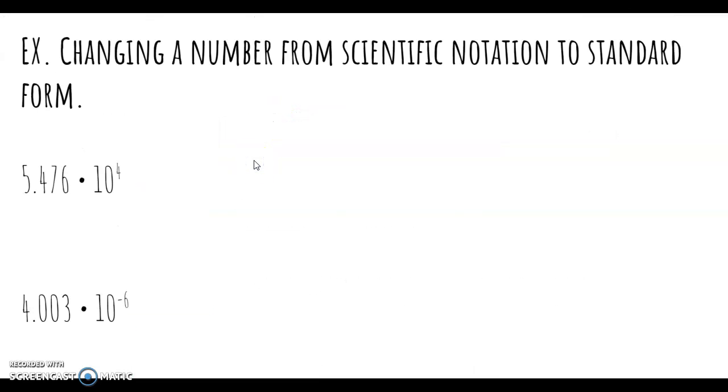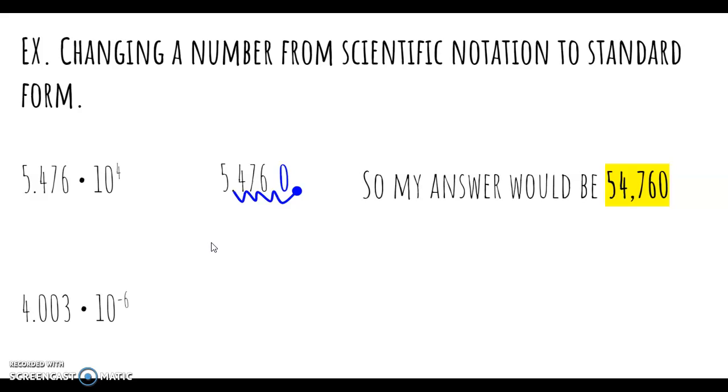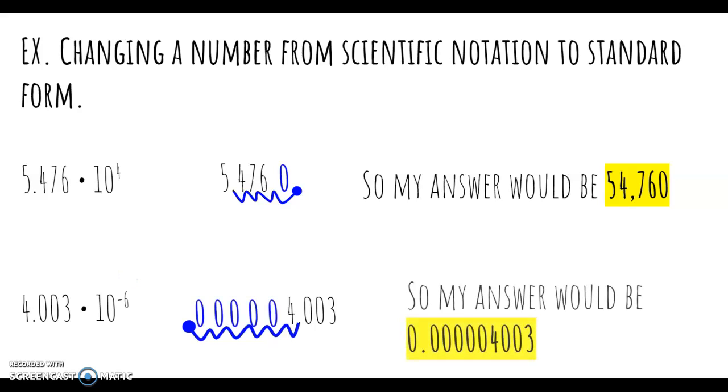So to show you an example like this, changing the number from scientific notation to standard form, okay, this positive 4 tells me I need to move to the right because it's a positive exponent. I'm going to move 1, 2, 3, 4. And in case there's no number here, what are you going to put? A 0. So now my number would be 45,760. And since this is a negative number, guess where we're going to move? Away from 1. So we're going to move it to the left. And I would add zeros, and my number would be 0.00004003.